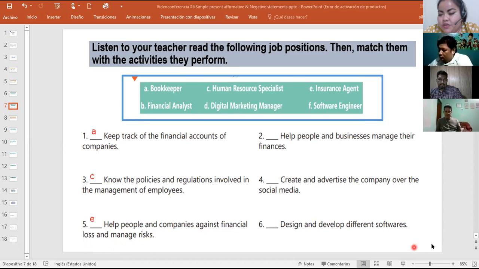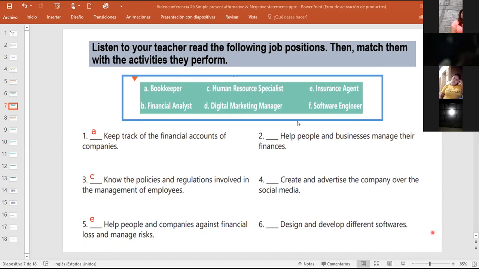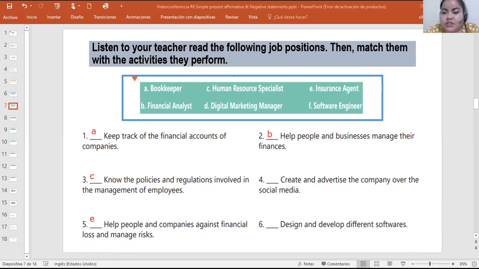Now let's continue with the next one, Sandra y Amilet. What is in number two? B. B, okay. Can you read the answer? Financial analyst. Okay. Listen.